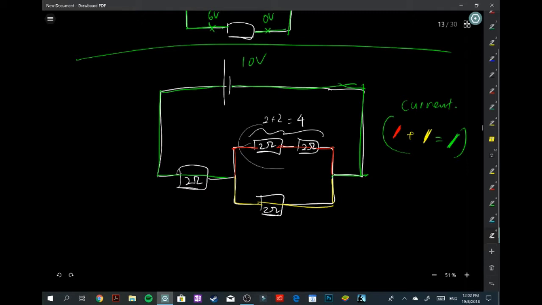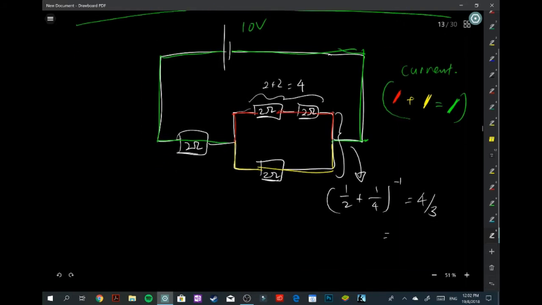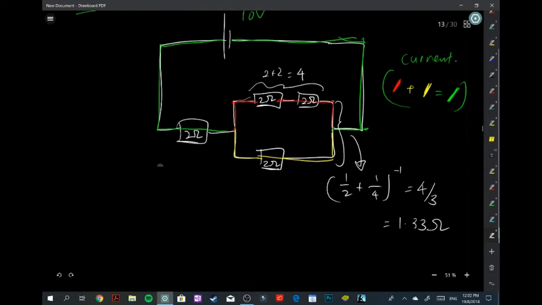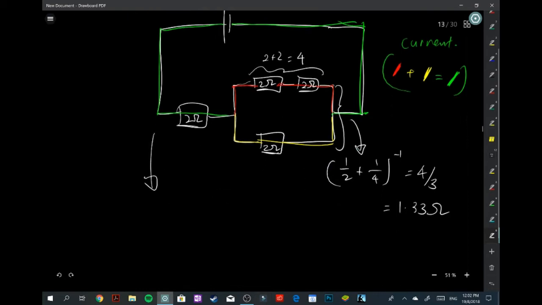Then we realize that this portion here and this portion are split up, so these two, the 4 and the 2 here, are in parallel. So the effective resistance of this is given by 1 over 2 plus 1 over 4, inverse. That will give us 4 over 3. Physics accepts no fractions, so 1.33 ohm. In other words, that is the total resistance now. When you do this, you can translate this circuit to something simpler. It will actually look like this: this is the 2 ohm here, and this is actually the 1.33 ohm.